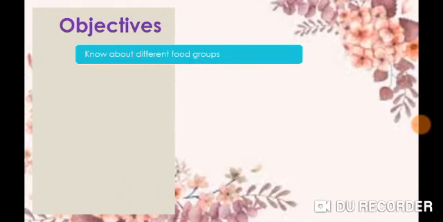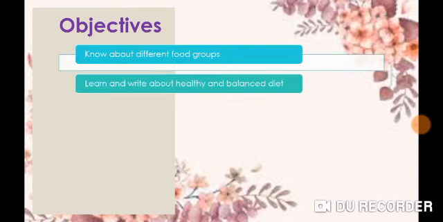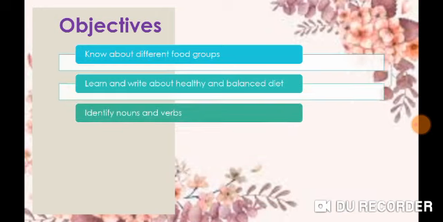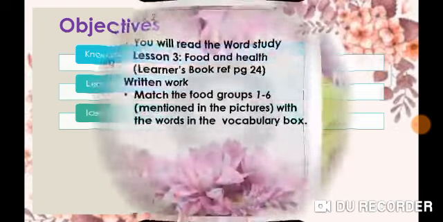Now, the objectives of this week's lessons are that you will be able to know about different food groups. You will learn and write about healthy and balanced diet. You will identify nouns and verbs.